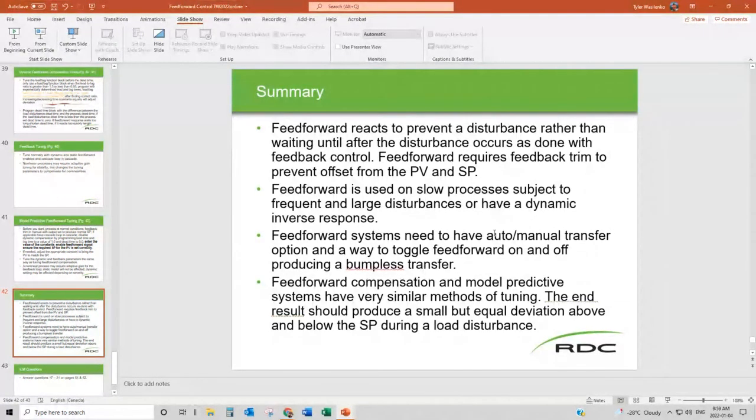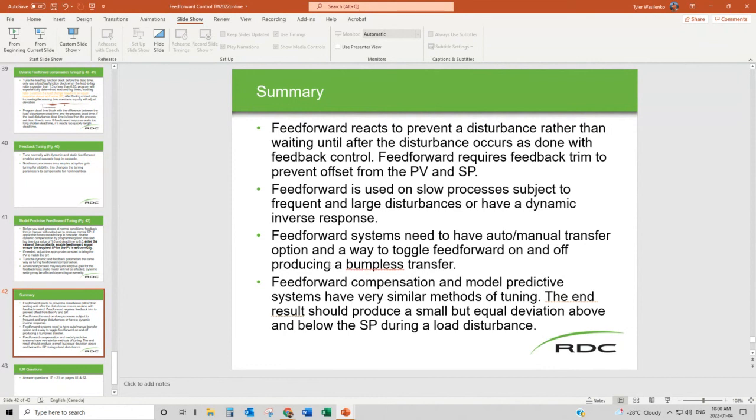Feedforward systems need to have an auto manual transfer option and a way to toggle the feedforward on and off, and to do it in a bumpless way. And that's standard for everything. We want auto manual. We want to be able to switch the modes in and out of action without having any type of process upset or bumps. Feedforward compensation and model predictive systems have very similar tuning methods. The end result should produce a small but equal deviation above and below the set point during load disturbance.